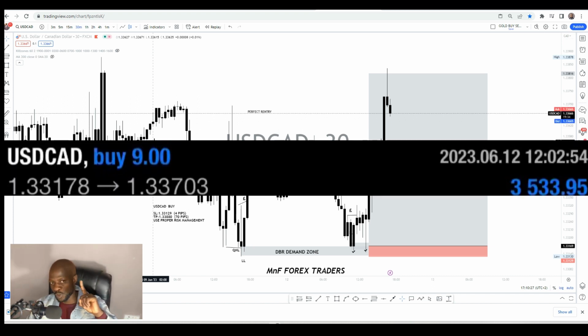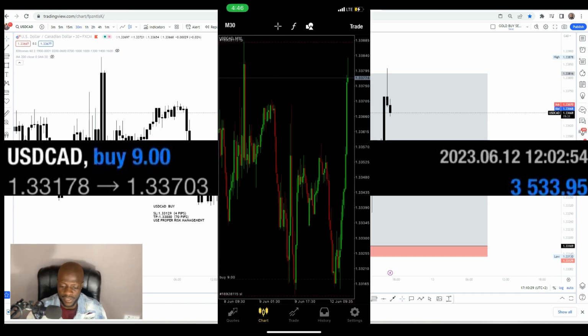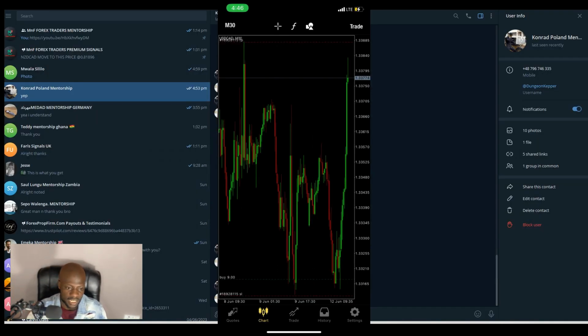I'll pop up the screenshot right here of the profits I was able to make from this particular trade, and I actually shared it on my Telegram and on my Instagram.